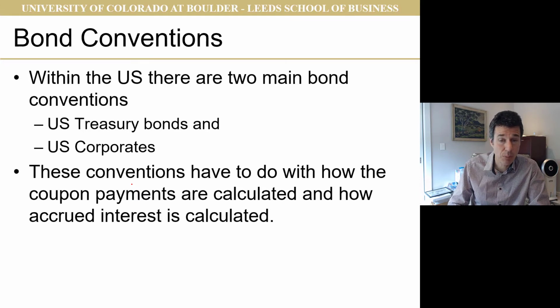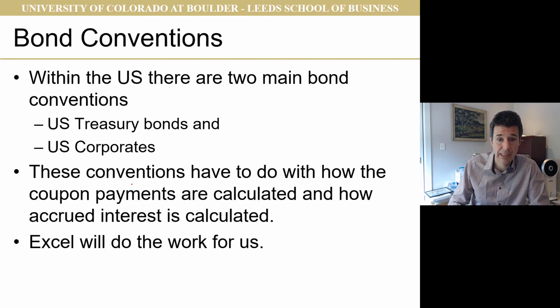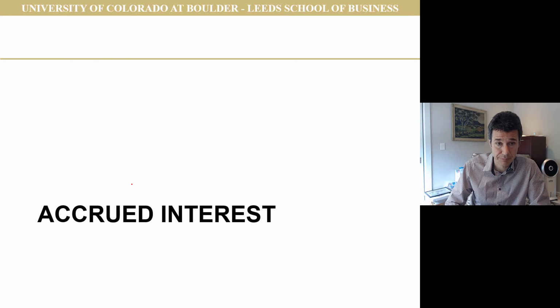Now, of course, the coupon payment calculation is really important. How much money am I going to receive on the coupons? The accrued interest calculation is really important because there's this quotation convention, which is that the price we see in the markets is the clean price, and we need to know how to calculate accrued interest so we can figure out how much money we're going to pay. Excel will do our calculations for us.